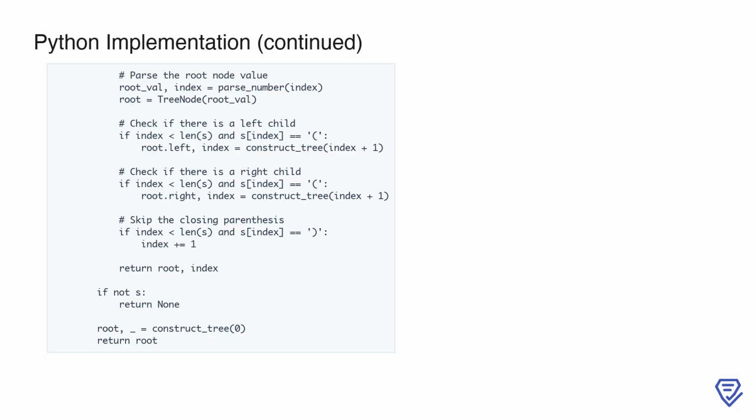Similarly, if another opening parenthesis is encountered, it signals the presence of a right child, and we recursively construct the right subtree. Once the child nodes are processed, we look for a closing parenthesis, and increment the index to skip past it. Finally, when the entire tree is constructed, the root node and the remaining index are returned. If the input string is empty, we simply return none, indicating no tree to construct. Otherwise, we call construct_tree starting at index 0, and the completed tree is returned as the result.